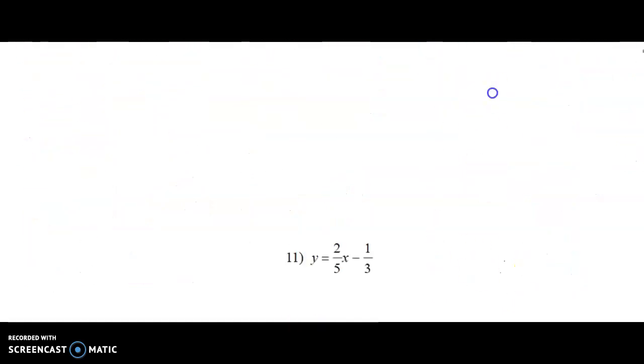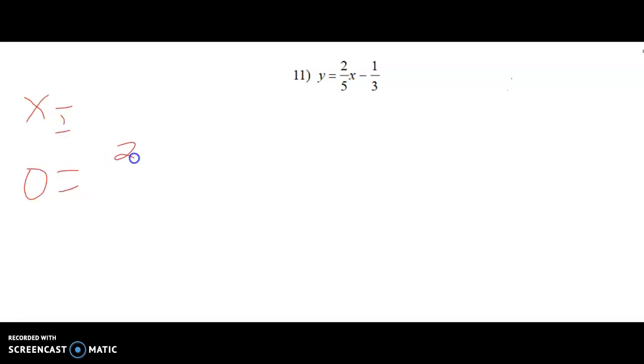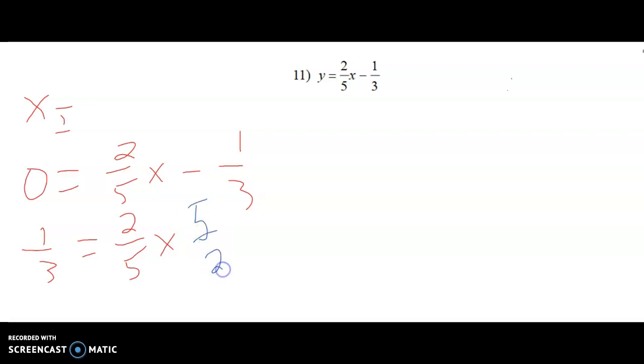Okay, try this one on your own. Again, pause the video, come back, see how you did. Okay, welcome back. Okay, x-intercept. Add a third. Okay, it's kind of like the one we had earlier. I have a fraction out in front being multiplied, so I'm going to multiply by the reciprocal.